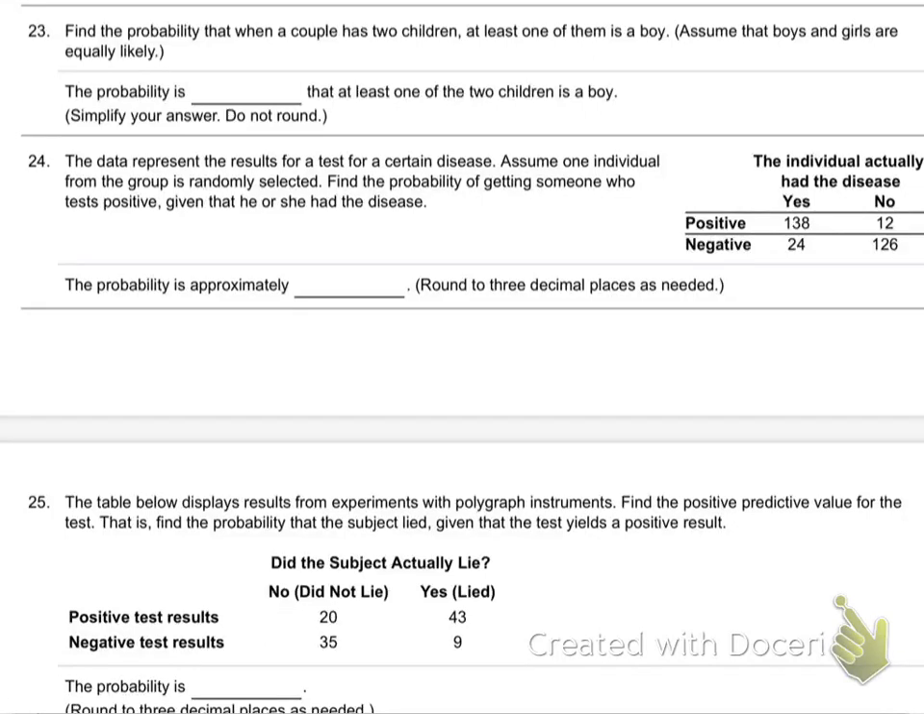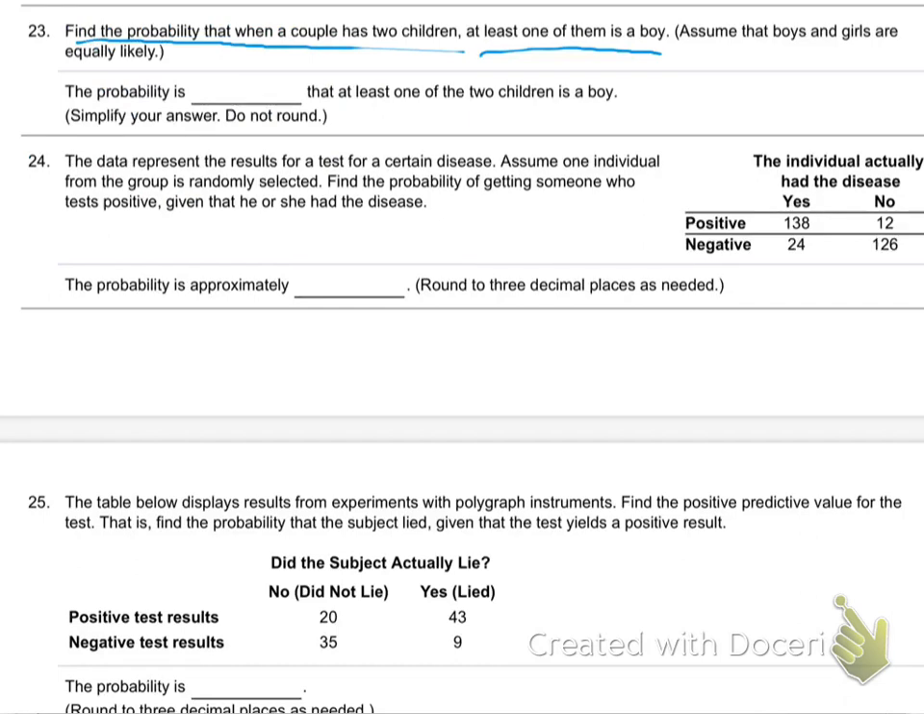Okay, here we go. Problem number 23. Find the probability that when a couple has two children, at least one of them is a boy. How do we do that? Go to a fresh screen here. So number 23. How many children? Oh, two children.